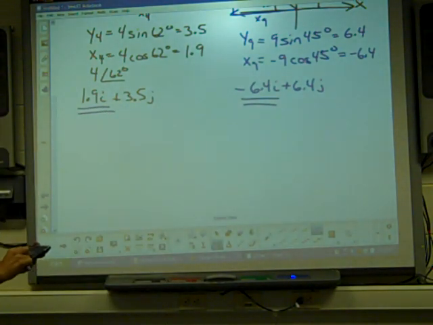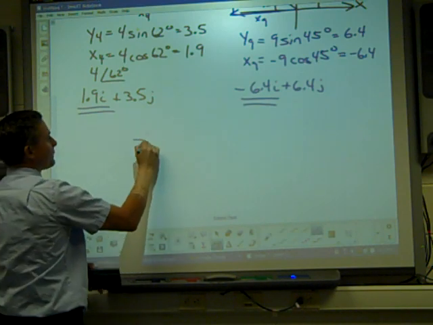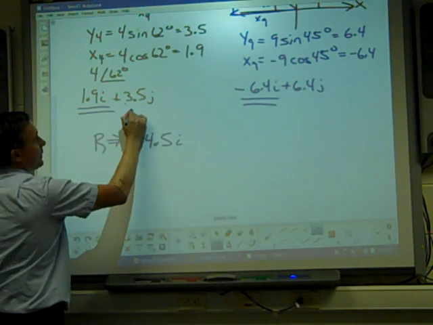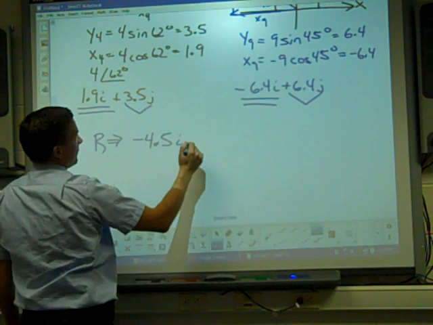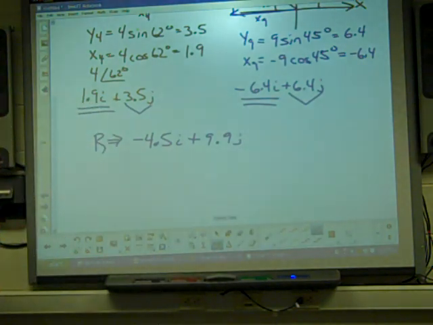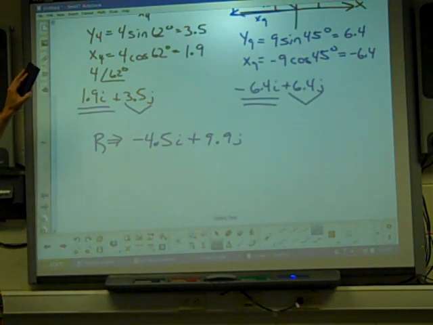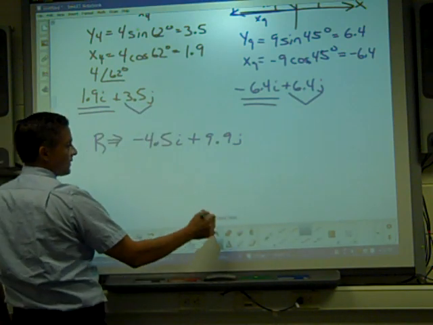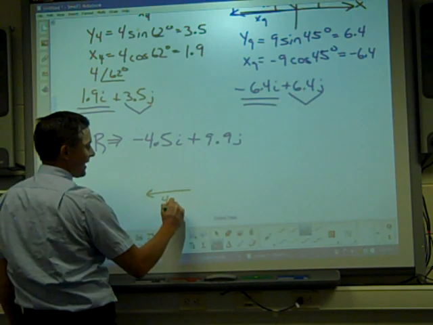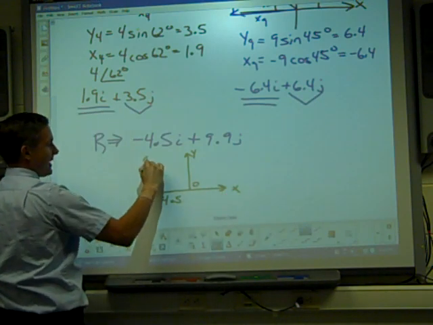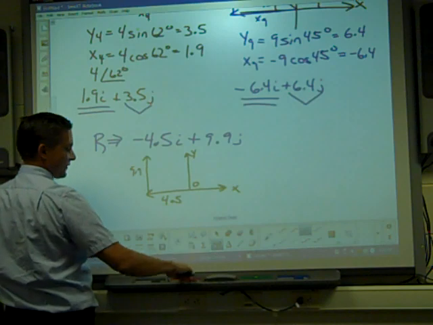So 1.9 plus negative 6.4 is a negative 4.5i. This is the resultant, okay? We're doing the resultant here. 3.5j and 6.4j, if you add those, you get 9.9j. Our resultant vector of those two forces will end up in the second quadrant, obviously. Negative 4.5, up 9.9. If we want to put it back in vector form, we need to do Pythagorean theorem and SOH CAH TOA again. We go 4.5 into the second quadrant from the origin, and we go up 9.9. And that gives us the resultant vector here.